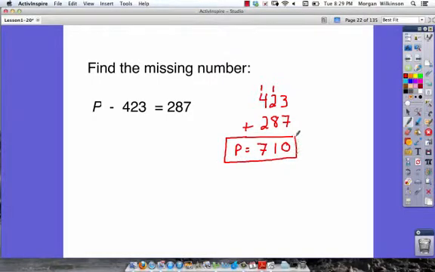Let's go ahead and check and see if we're right. We'll use a different color this time. To see if we're right, we're going to say 710 minus 423, and we should get that answer of 287. Let's see if we do.